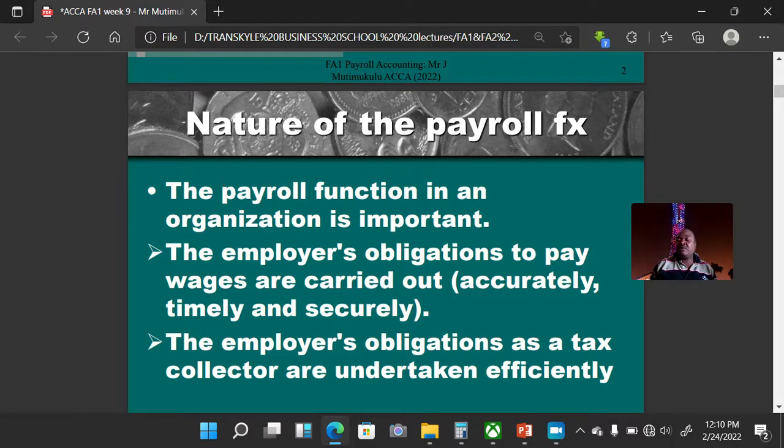But we are saying wages are technically paid on a frequent basis, for example weekly, while salaries are paid on a monthly basis. The employers have to pay the correct amount of taxes to the tax collector. So this particular function is very important, because by the end of the day they have to deduct what are called employment taxes, the PAYE, etc. They are the ones who are responsible for determining those figures.